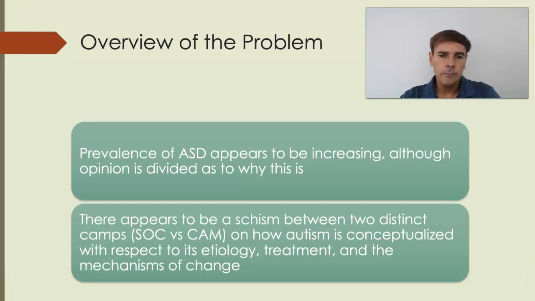So what's going on is that the prevalence of autism appears to be increasing. No one seems to know exactly why. I think the causes are multifactorial. And another thing is that there's this sort of schism between the standard of care model, conventional medicine, and the complementary alternative medical model on how autism is conceptualized, how people think about it, what autism means, how it's diagnosed, and certainly how it's treated, and what yields change, the process of change.